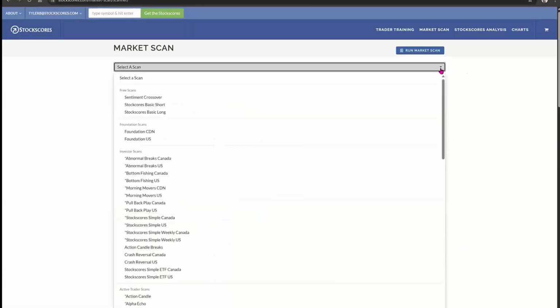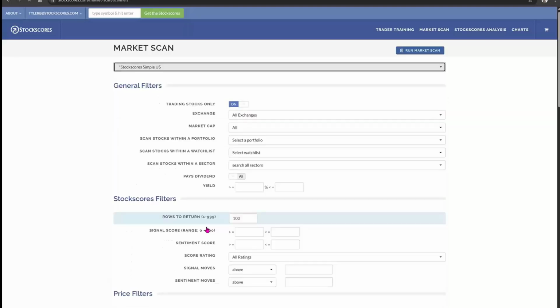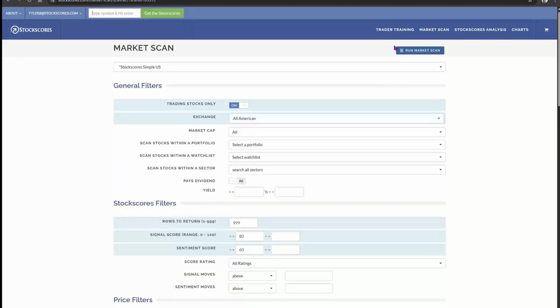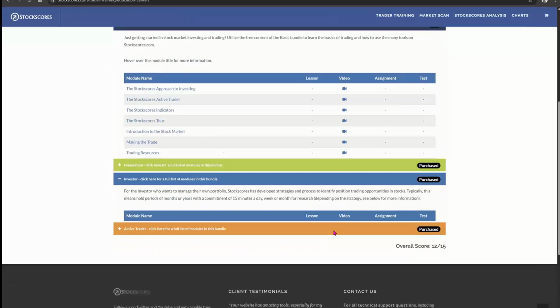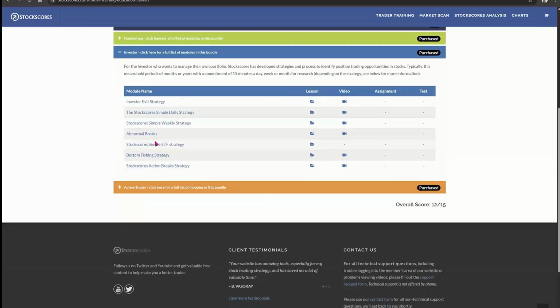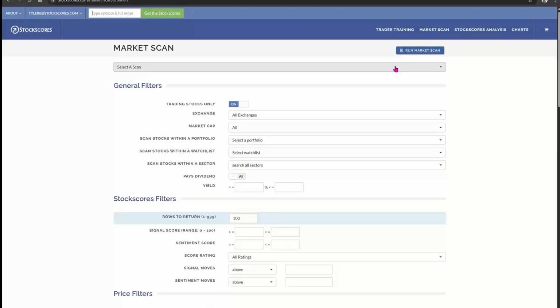So there are preset scans, and these scans correspond to the strategies in the Education Center. So the Stockscores Simple US is the Stockscores Simple strategy. And if I just jump back to the Trader Training, to the Education Center, and go down to the Investor section, here you see Stockscores Simple Daily Strategy right there, right? Okay, so we're going to go back to the Market Scan, and we're going to select Stockscores Simple.